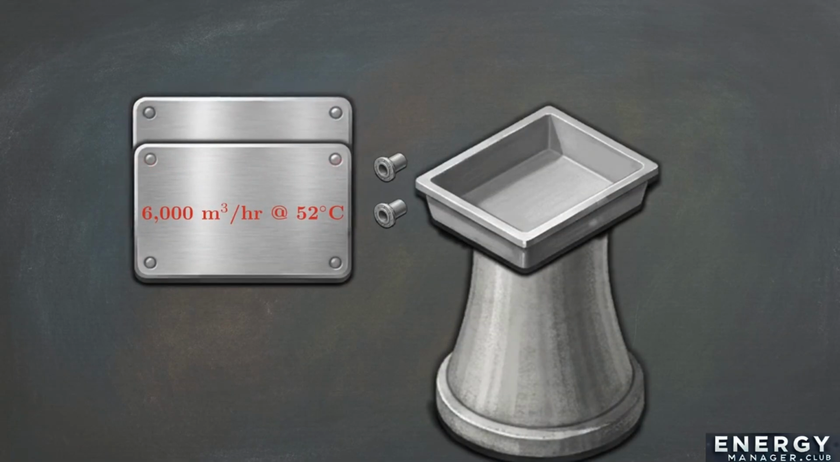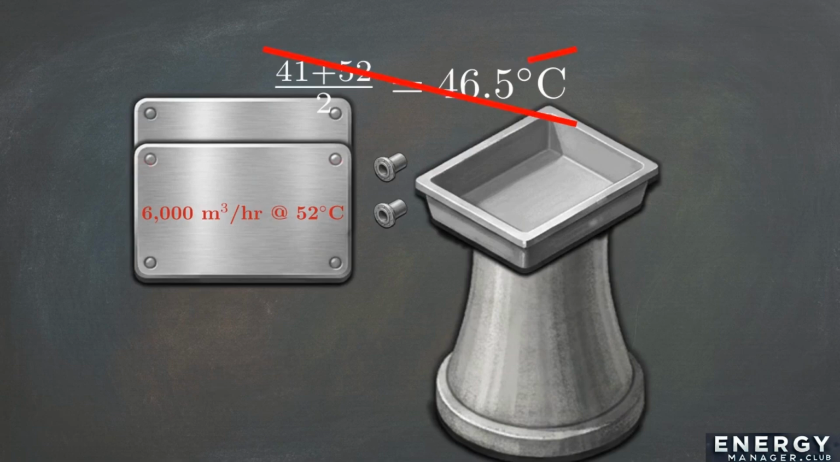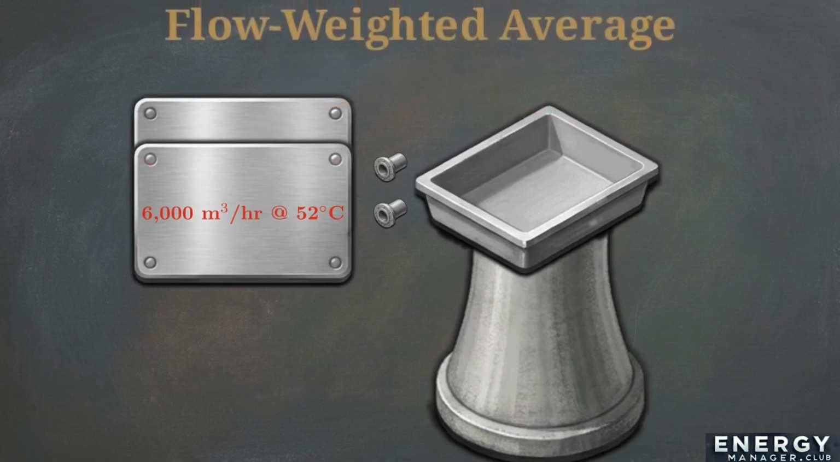We have one stream returning 9,000 cubic meters per hour at 41 degrees Celsius, and a second stream returning 6,000 cubic meters per hour at 52 degrees Celsius, both merging into one tower. You cannot simply average 41 and 52 degrees because the volumes of water are different. We have to use a flow-weighted average.